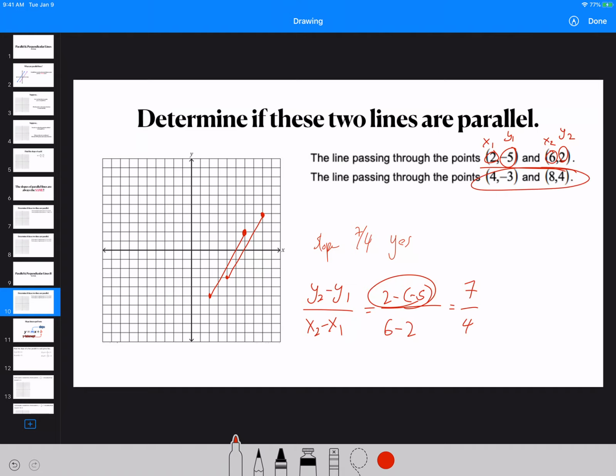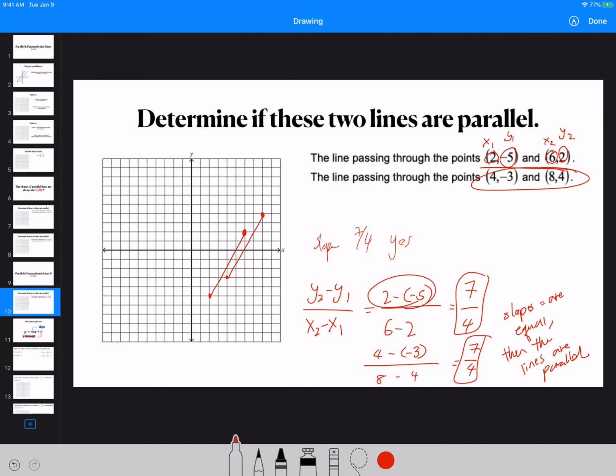Now if you do the same thing for down here, we get 4 minus negative 3 over 8 minus 4. So I believe that also turns out to be 7 over 4. Because the slopes are the same, that's the one thing I told you yesterday that I need you to understand. If slopes are equal, then the lines are parallel. That's what I need you to understand.